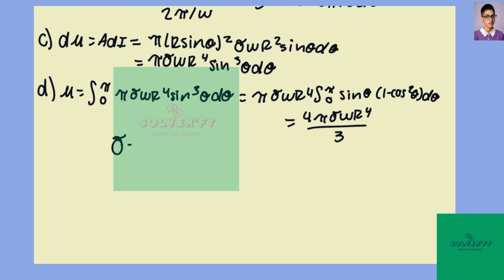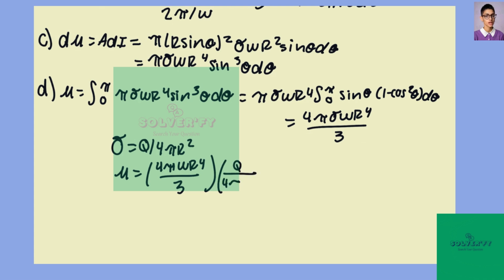And so σ is equal to Q divided by 4πr², and that gives μ equals 4πωr⁴ divided by 3 times Q divided by 4πr². And so that simplifies to be ωr²Q divided by 3.